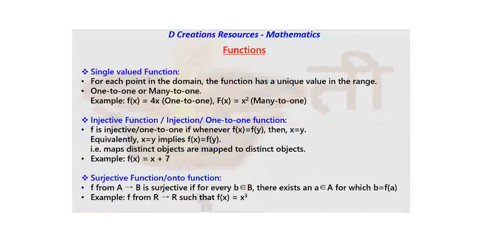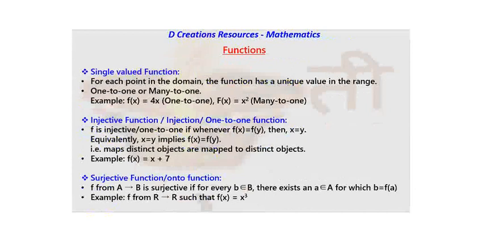Now the other type is surjective function or onto function. When do we call a function as surjective or onto? Let us say that f is a function defined from A to B. That means A is the domain and let B be the range. Now if for every b belonging to the range B, there exists an element a belonging to A, then we will say that this is a surjective function.